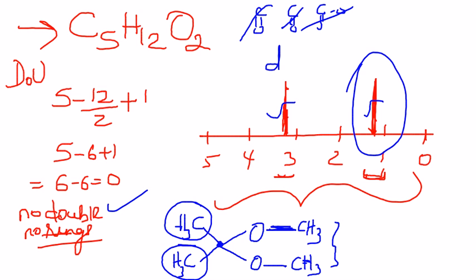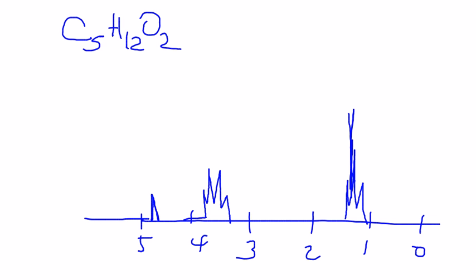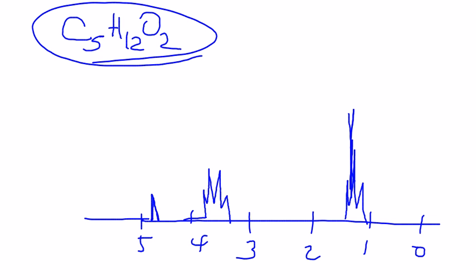So the number of chemical environments tells you these two are going to come together for the A peak, these two are going to come together for the B peak, and that is what you're going to see with no splitting pattern. That is what you're going to see as your overall structure. Let's take a look at the same molecular formula but a different NMR.